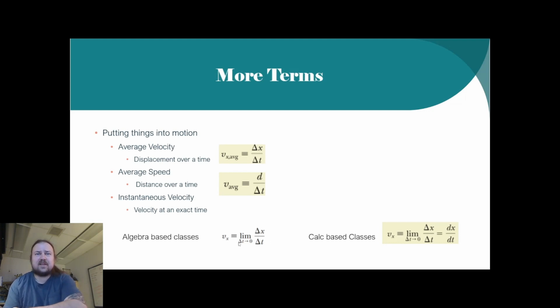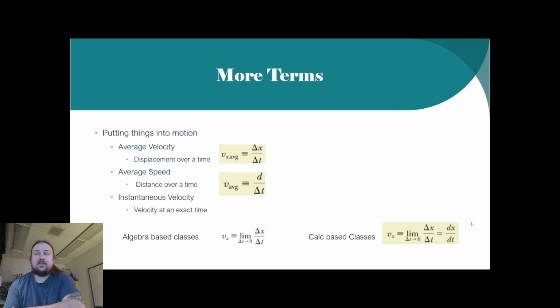Now, for the algebra classes, this is all that we go over. We just tell you that it is the limit as t approaches 0. You will be using these two equations. We don't do limits, so you'll just be using these two equations. In the calculus-based version of this course, we do take that limit as t approaches 0. And as you know, you cannot divide by 0, so we have to have another metric in order for this to work, and that's calculus. This is what's known as a derivative.